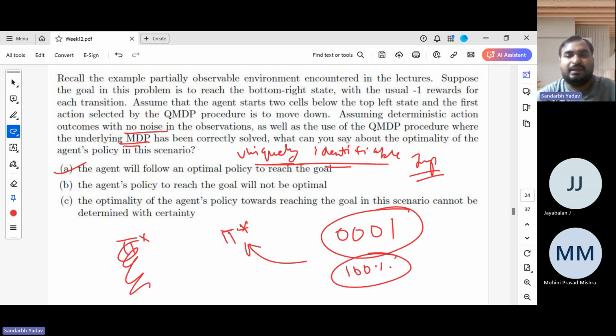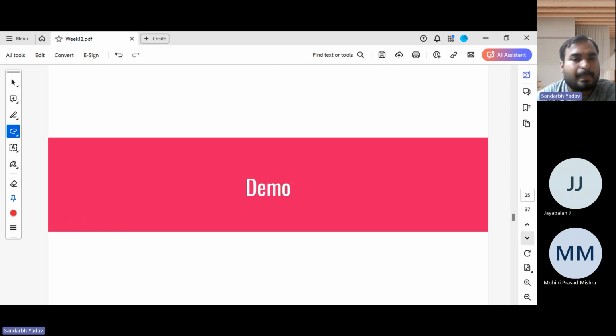Yeah, so with this, this is the last question of the problem solving section. So if there is any doubt in the practice assignment or this problem solving section, you can ask me. Otherwise, I'll move to the demo. Okay, then I'll move to the demo.